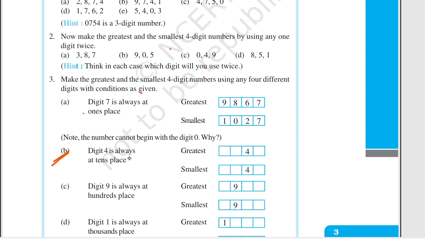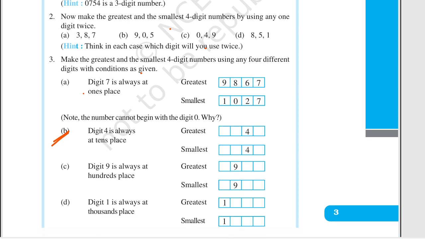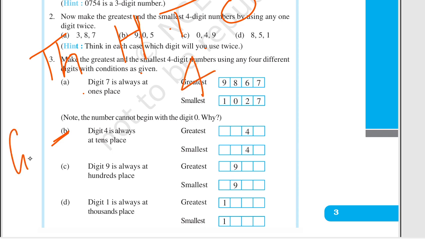we have to make a number where 4 is always at the tens place, which means the tens place is occupied, and we cannot repeat 4. We cannot write 4 again because 4 is always there at the tens place. So we will write it down: ones, tens, hundreds and thousands. The tens place already has the digit 4. Now if we have to make the greatest number, the greatest digit we have is 9, so we write 9.